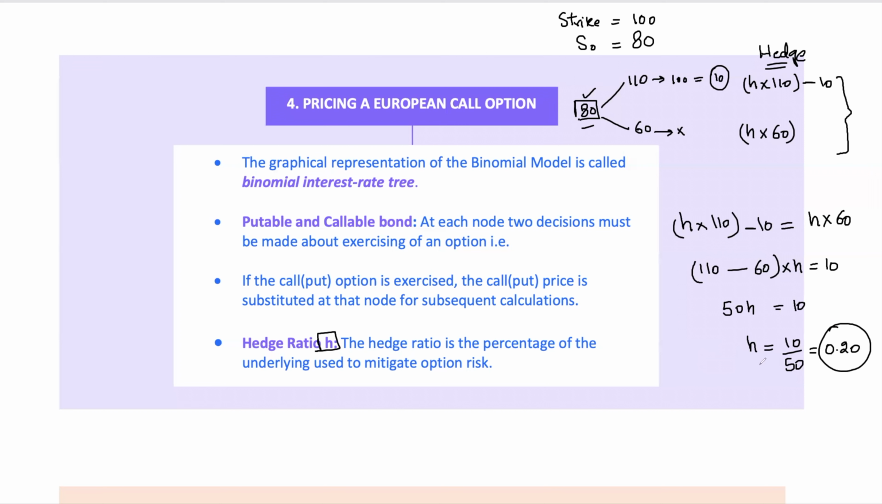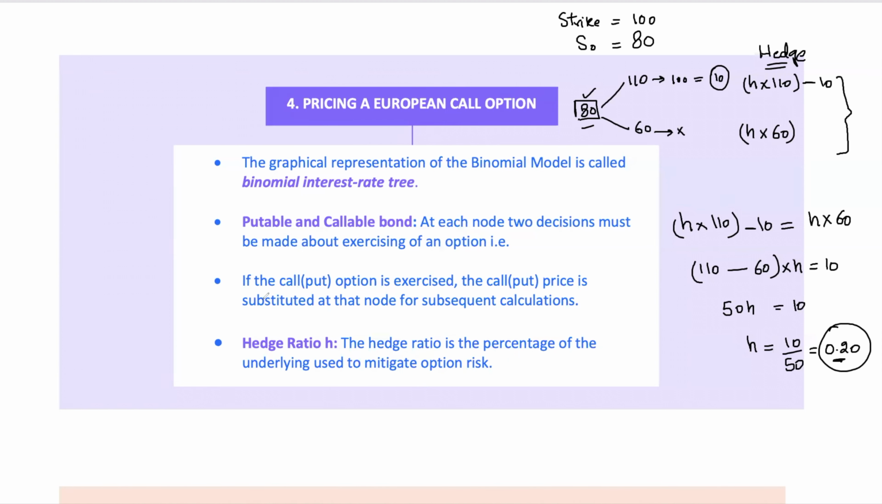So why does this matter? Well, if the stock rises, the value of those 0.2 shares helps cover the money you owe on the call option. If the stock drops, the option expires worthless, but your stock position adjusts in a way that keeps your overall risk neutral. In summary, the hedge ratio tells us how many shares to buy or sell to eliminate risk when trading options. In our example, we needed to buy 0.2 shares per call option to perfectly hedge.